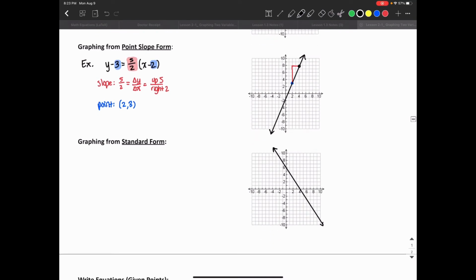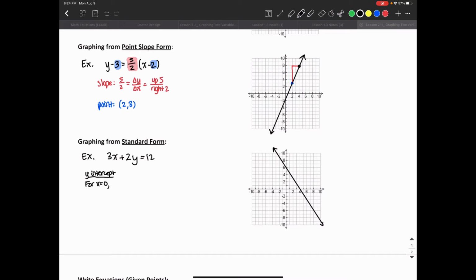Graphing from standard form, an example, maybe you have 3x + 2y = 12. The easiest way to graph is to find the x-intercept and the y-intercept. To first find the y-intercept, I know that for a y-intercept, x is equal to 0. So I'm just going to plug in x = 0 into this equation.